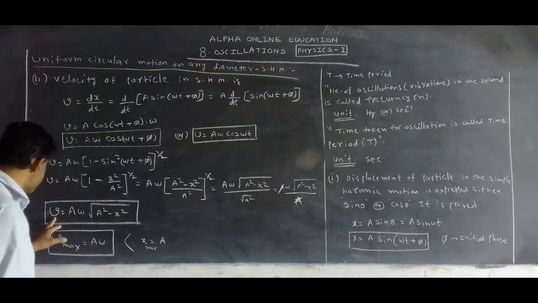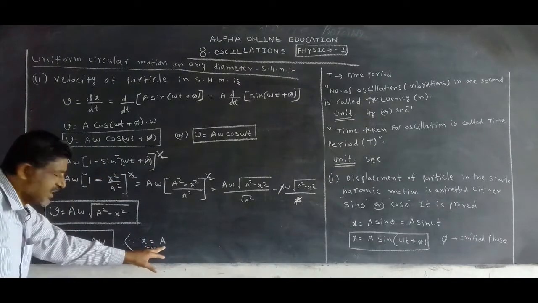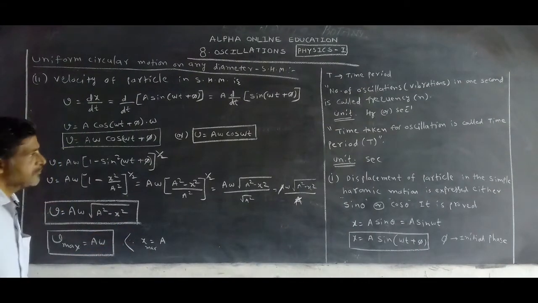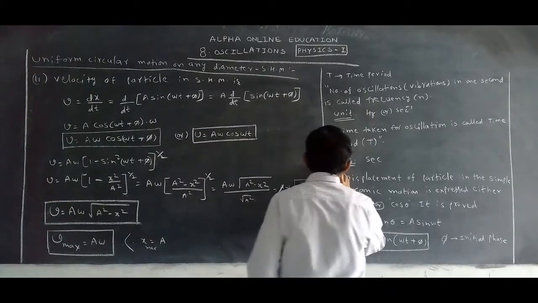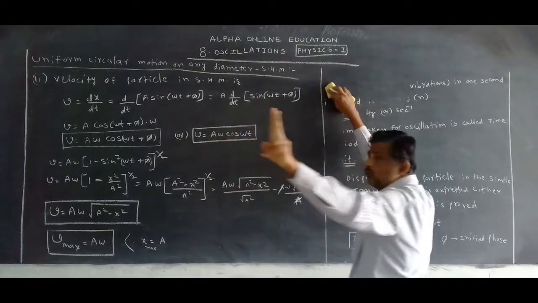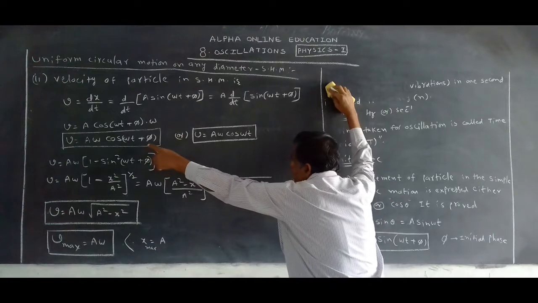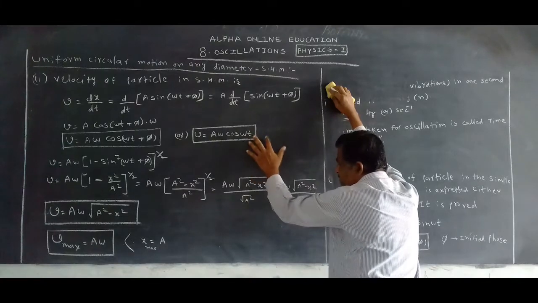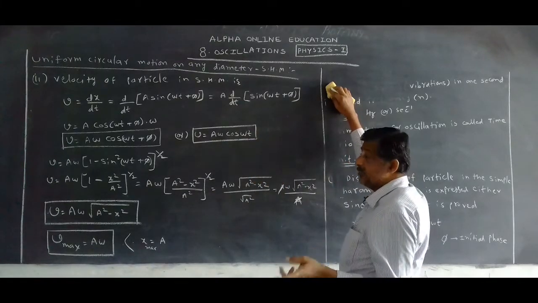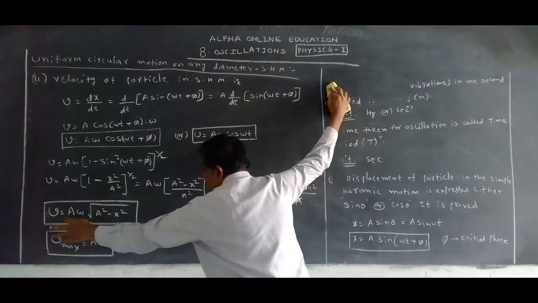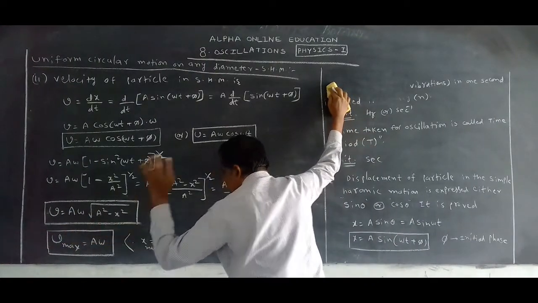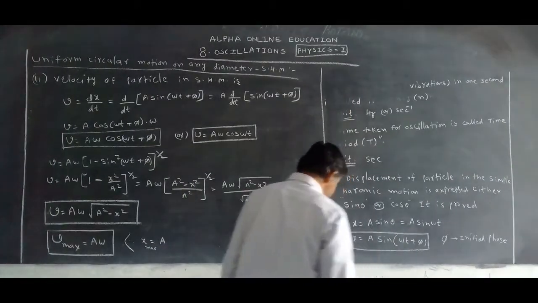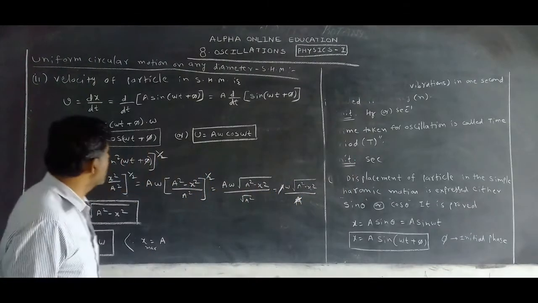Why can we get V maximum equal to a omega? Because x maximum is equal to a, and the a square terms cancel. Now the velocity of the particle: we have two equations. One is a omega cos (omega t plus phi) or a omega cos omega t. Now, what is another equation without harmonic functions? V is equal to a omega root (a square minus x square). Now, what is the equation for maximum velocity? The equation for the maximum velocity is a omega.